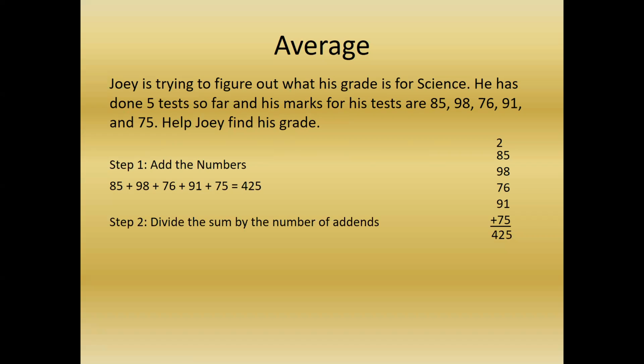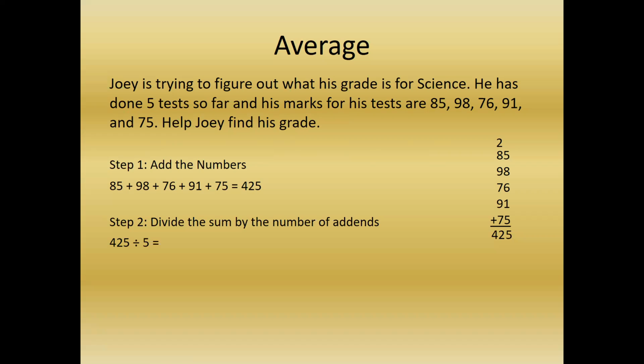425. So step number 2 for finding the average is to divide the sum, which is 425, by the number of add-ins. And add-ins are just the numbers that you added together. So the number of add-ins is how many numbers we just added together. So we have 85, so that's one number, 98, which is 2 numbers, 76, which is 3 numbers, 91, which is 4 numbers, and 75, which is 5 numbers, which makes sense because he only had 5 tests, so we had 5 grades to add together.